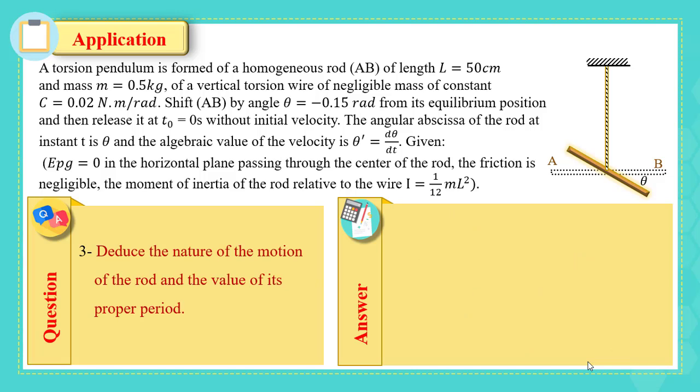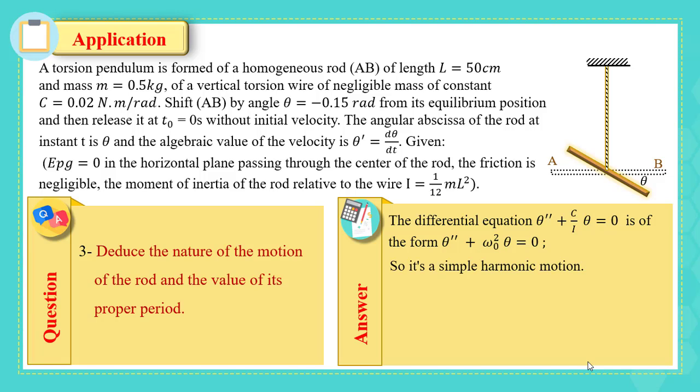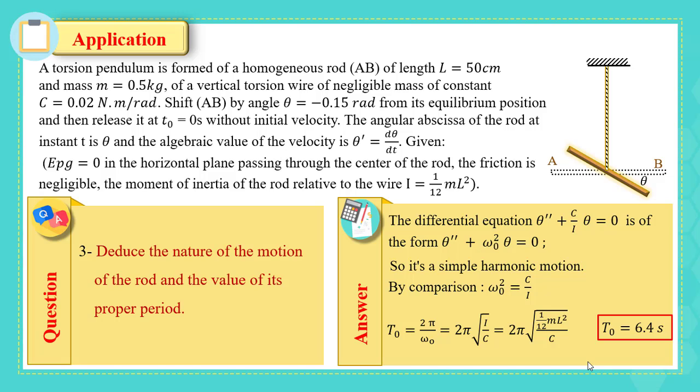Deduce the nature of this motion of the rod and the value of the proper period. The differential equation is of the form theta double prime plus omega 0 squared theta equals 0. This means that it is a simple harmonic motion. And by comparison, omega 0 squared equals c over I, which means that the period T0 equals 2 pi over omega 0 equals 2 pi radical I over c. Calculating I, which is 1 over 12 m L squared, the period is 6.4 seconds.